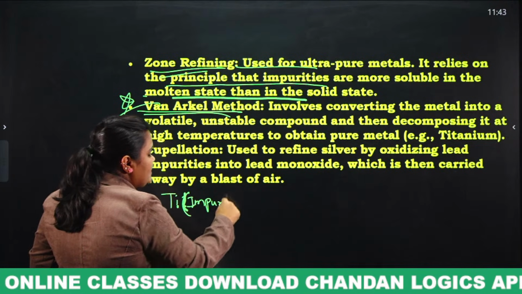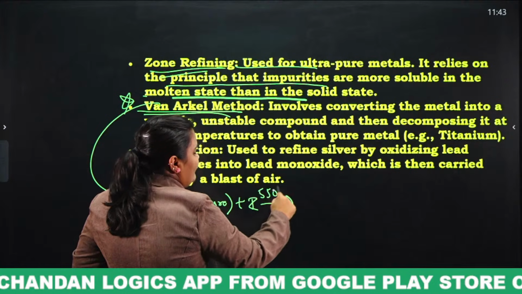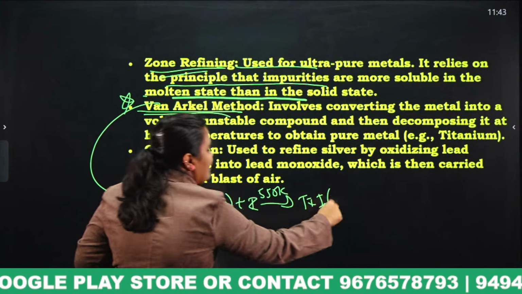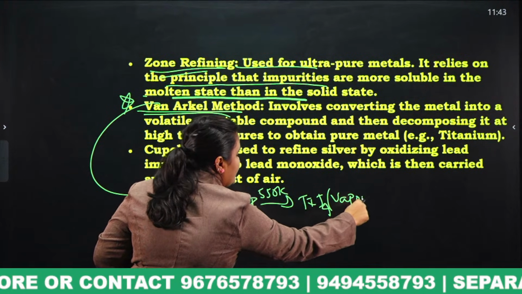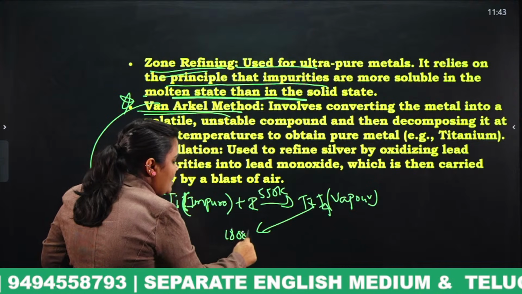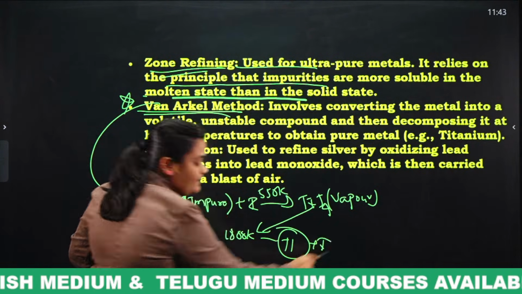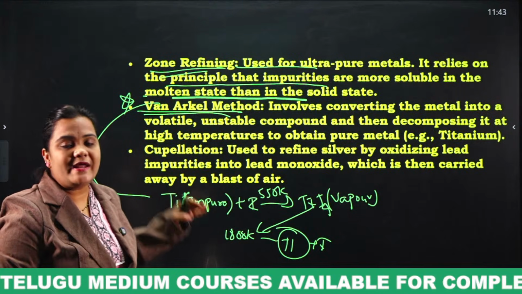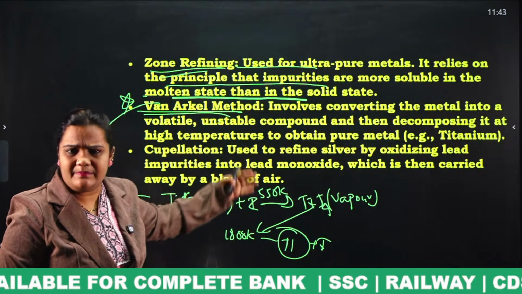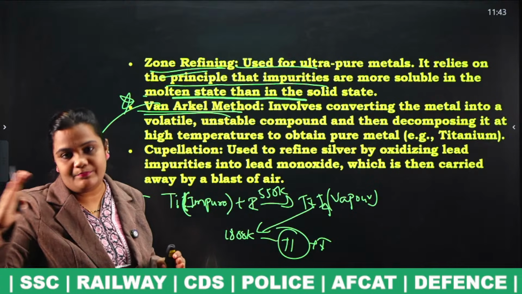We are heating this impure titanium with iodine at 550 Kelvin. So what will you get, students? We will get titanium vapor. Again, if we heat this vapor at 1800 Kelvin, what we get is pure titanium plus iodine. This method is known as what, students? Van Arkel method. All these methods are nothing but ways to get the pure metal without any impurities.